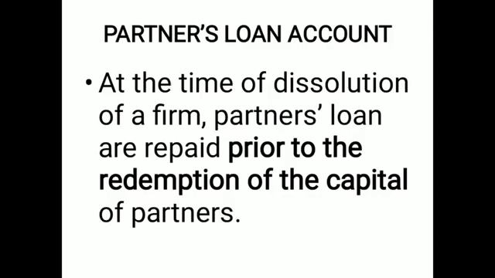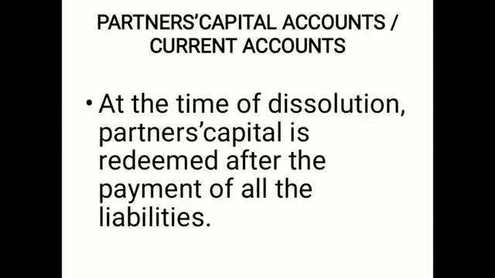Then we have understood about partner's loan account. We have also understood this while understanding the procedure of payment, which was an important topic, that the amount of loan is paid prior to the payment of capital and after the payment of liabilities. Then it is about partners' capital accounts and current accounts. They say the payment is made after the payment of all the liabilities. The third party liabilities is what they mean here.